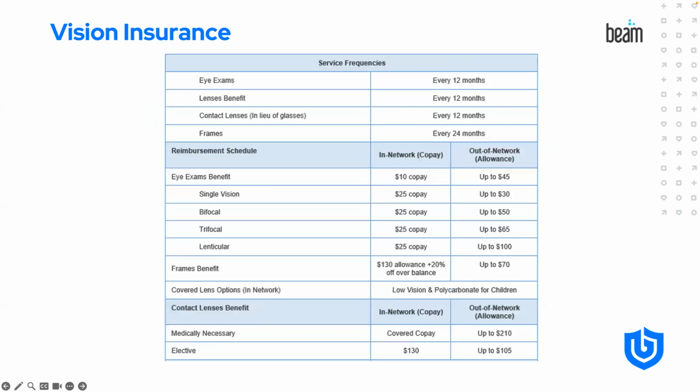Your vision benefit is also provided by Beam using the BSP network, which is one of the largest networks of physicians. With this plan, you have a frames benefit of $130 every 24 months with an eye exam copay of $10 when visiting an in-network provider. Should you go out of network, you are given an allowance for each benefit, but as a result, you will pay more out of pocket.